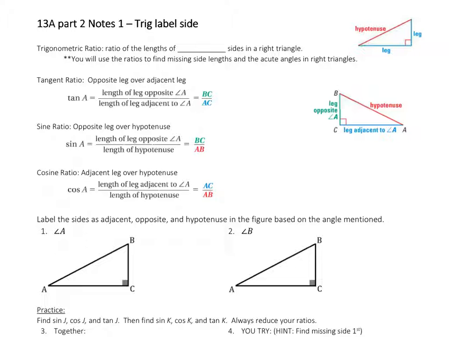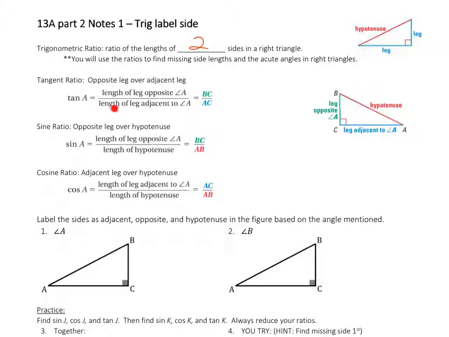In Unit 13A, Part 2, we are going to use trigonometry to find some side lengths and to find angles in right triangles. A trigonometric ratio, or a trig ratio, is a ratio of the lengths of two sides in our right triangle, which, remember, ratio is just comparing two numbers together, and we can write it as a ratio, or we can write it as a fraction. And we have three of them that we are going to look at. One is the tangent ratio, sine ratio, and cosine ratio.